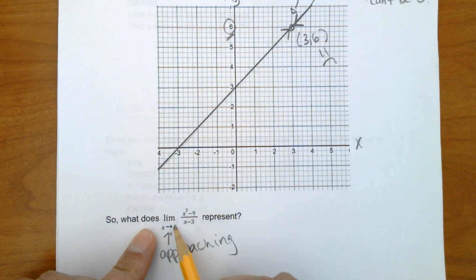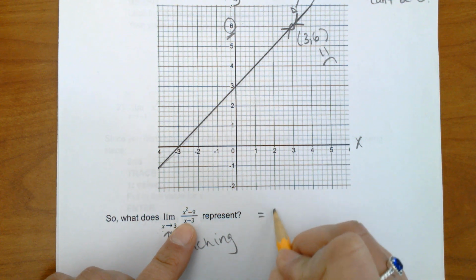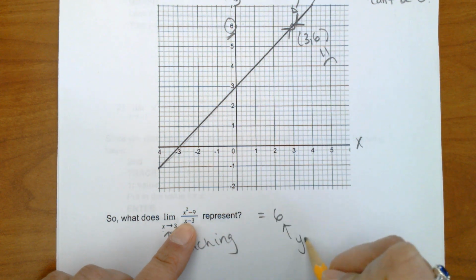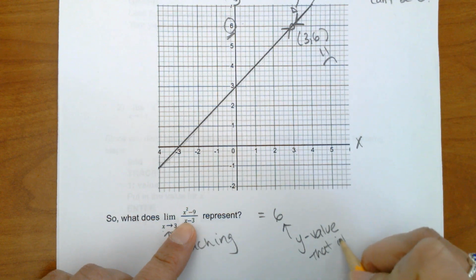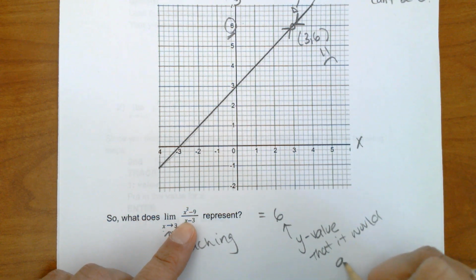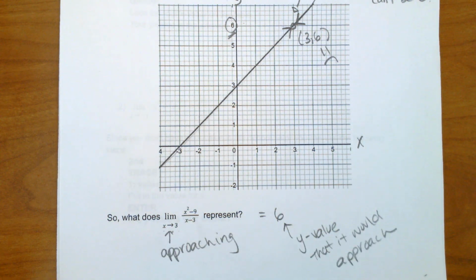So I'm approaching 3. What is the limit? So the limit would equal 6. It's just the y value that it would approach. That's it. Let's keep going.